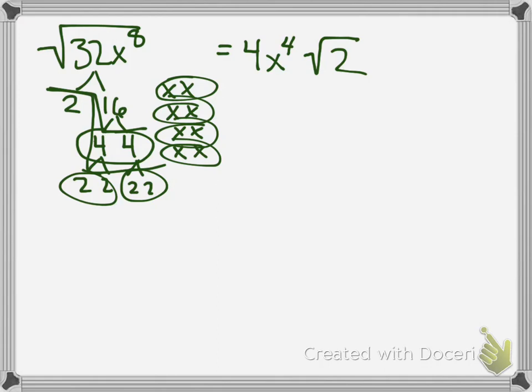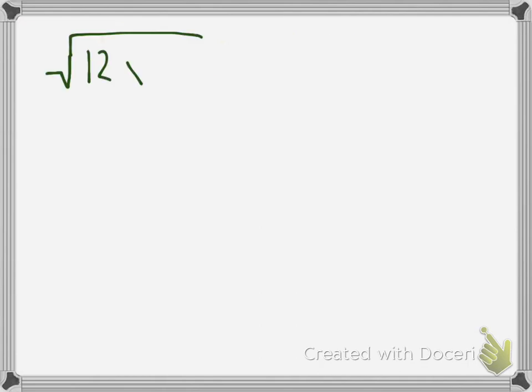Just go ahead and give me the answer. So what happens if I don't come out even? You could have gone 8 divided by 2 is 4 and x to the 4th. Let's find an example where we can't. Alright, 12, let's see, 2 and 6, yay. 6, 2 and 3, yay.